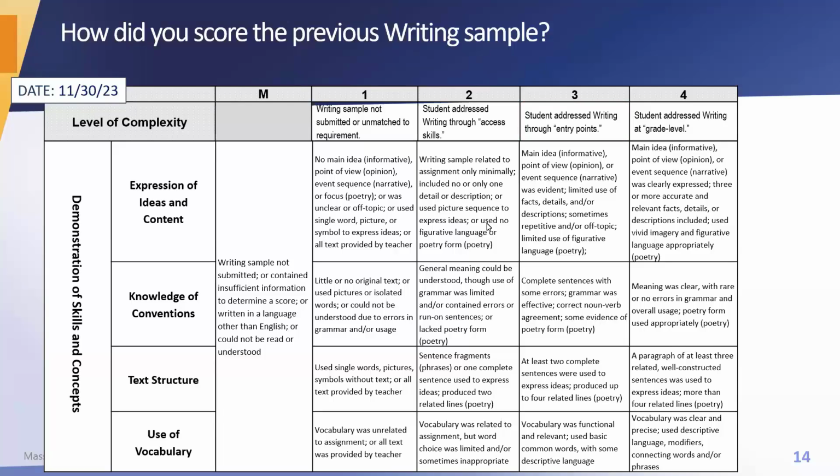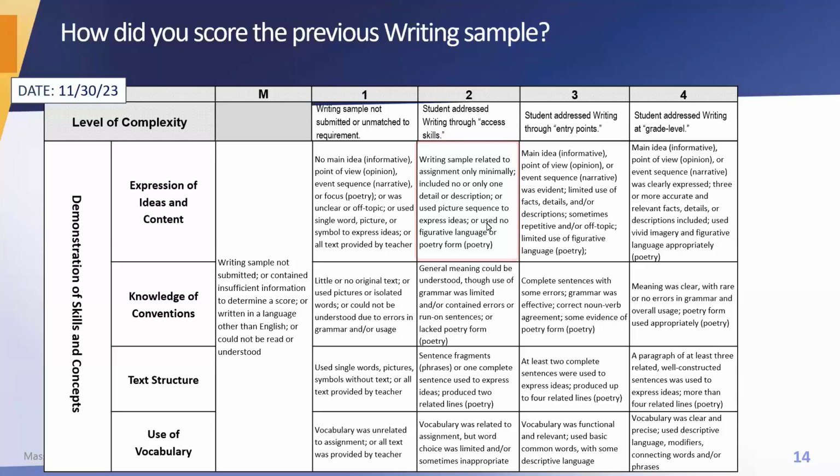For expressions and ideas, so let's take a look at expressions and ideas. No main idea. It was unclear, off topic. No, it wasn't. Let's go to number 2. It was related to assignment, but minimally, yes. It didn't have a lot, only one detail or description. So I would give it a 2. I don't think I would move up to a 3 because it was very limited as far as description, but it's not wrong, but I would give it a 2 based on the rubric.